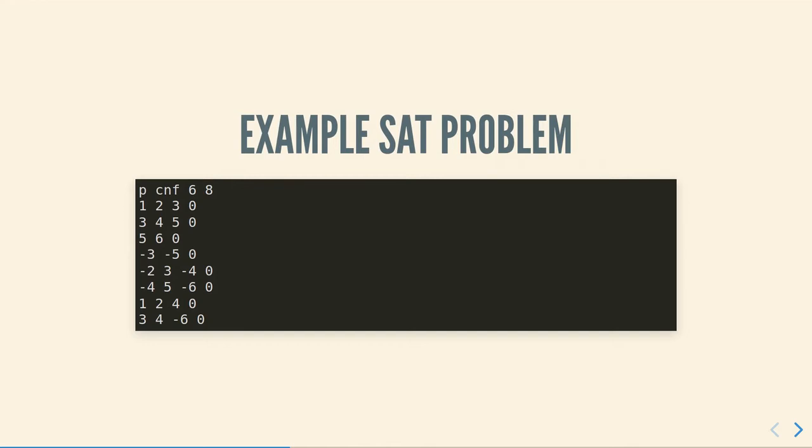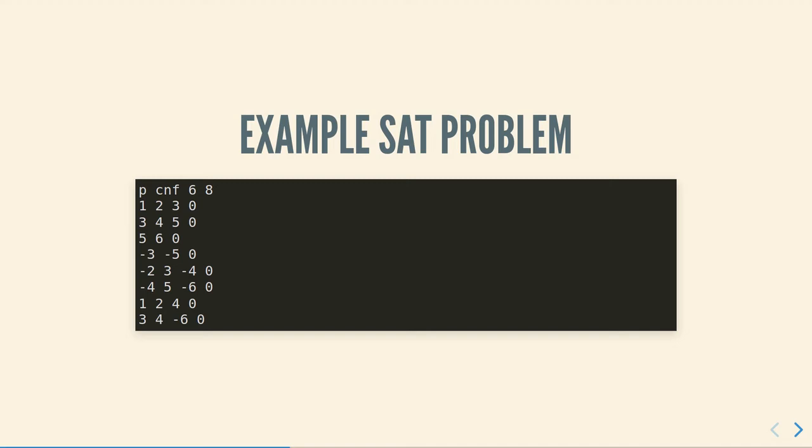So let's take an example SAT problem. This is an example of a CNF file of 6 variables and 8 clauses. The first clause is the constraint that variable 1 must be true, or variable 2 must be true, or variable 3 must be true. The second constraint is variable 3 must be true, or variable 4 must be true, or variable 5 must be true, and so on and so on. So this is an example of a SAT problem that I just made up.